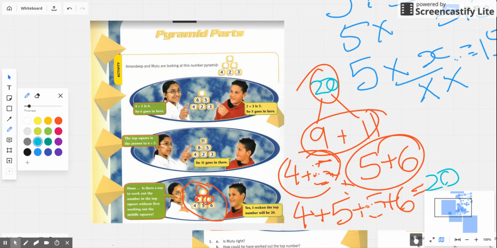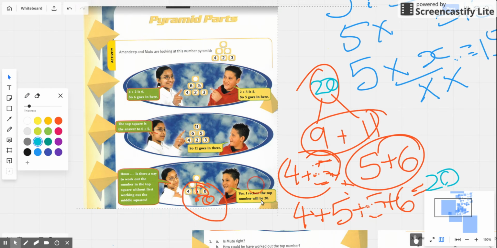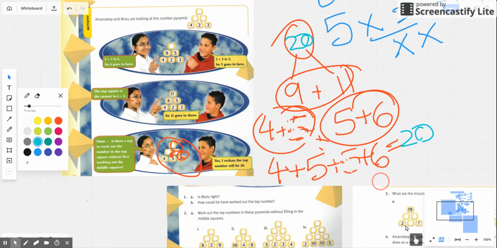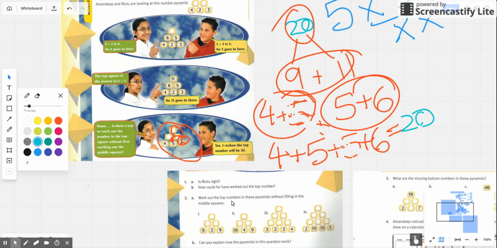Right, the next thing I want us to look at is that Motu reckoned it would be 20. Is he right? Well, yes, he is. Okay, and that's how we have worked out the top number. So question B is, how could we have worked out the top number? Well, we're actually adding all of the bottom numbers together, but we realise that that number 5, because it's sitting in between two numbers, we're going to use it more than once.